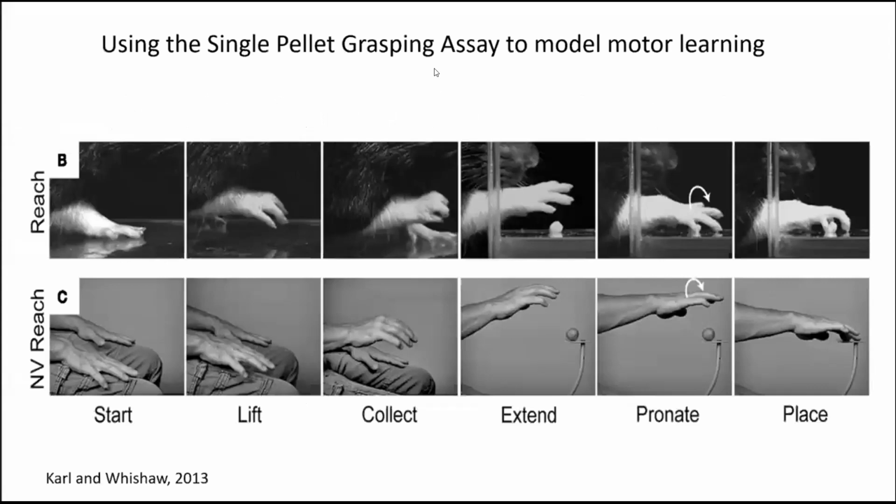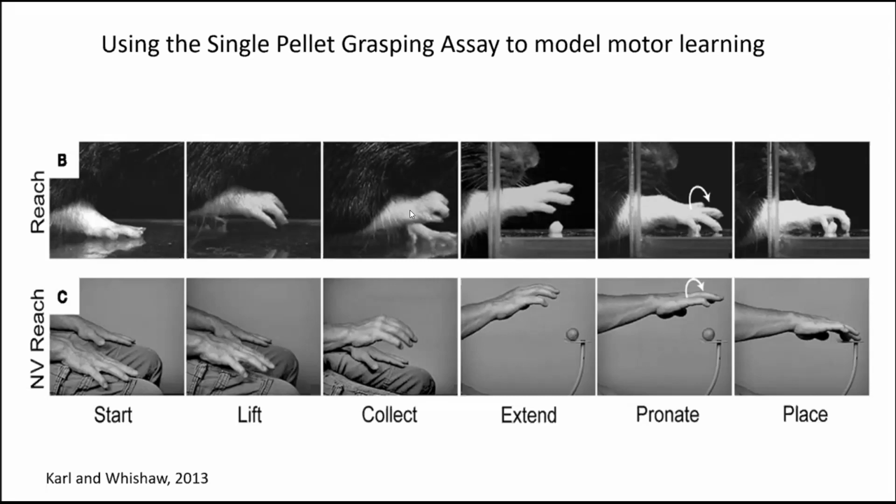So a common assay that's used to study motor learning in rodents is called the Single Pellet Grasping Assay. In the Single Pellet Grasping Assay, mice are food restricted to increase motivation to reach for a high reward food pellet. You can see here in the reach panel, the mouse or the rat will begin by lifting its paw, advancing forward, pronating its digits, and then grasping the pellet. And once the pellet is grasped, the paw then returns the pellet back to the mouth.